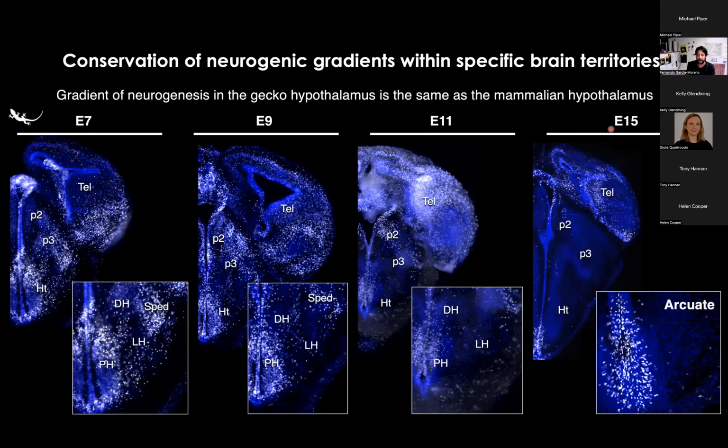The extreme cases are E15, where neurogenesis only happens in the arcuate nucleus, and the cells are just next to the ventricle. So there is a lateral to medial gradient of neurogenesis in the gecko, and this is exactly the same gradient that we identify in the mouse, and it was identified by Altman and Bayer long ago.